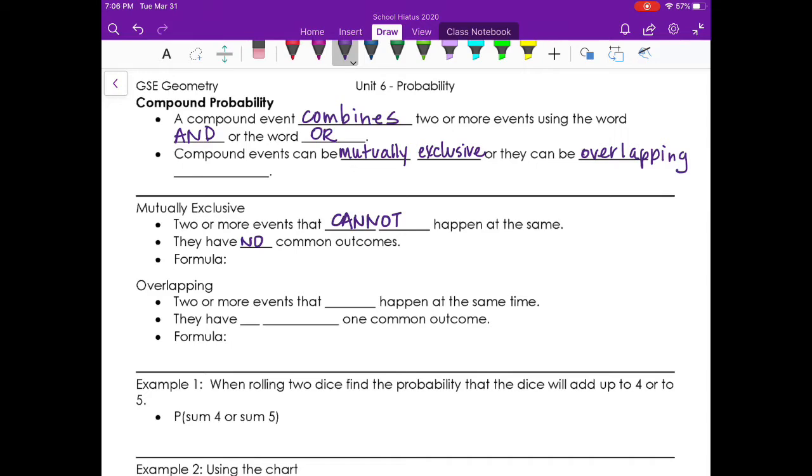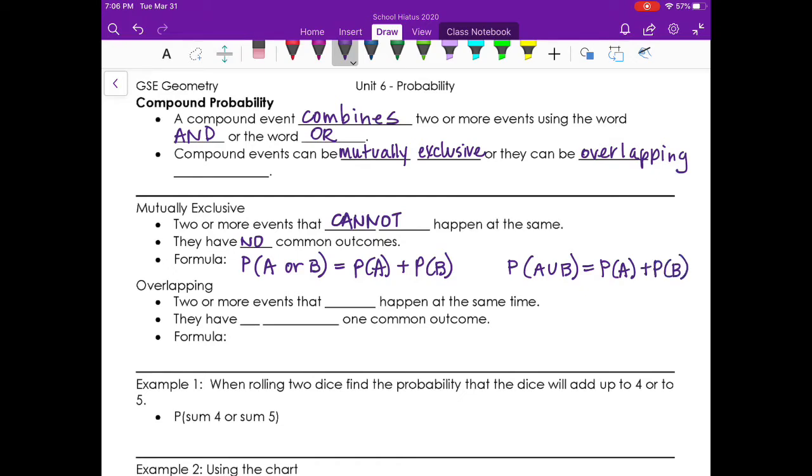The formula for mutually exclusive events is the probability of A or B equals the probability of A plus the probability of B. You could also see this as probability of A union B equals probability of A plus probability of B.